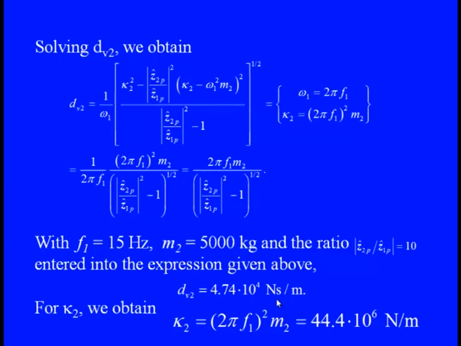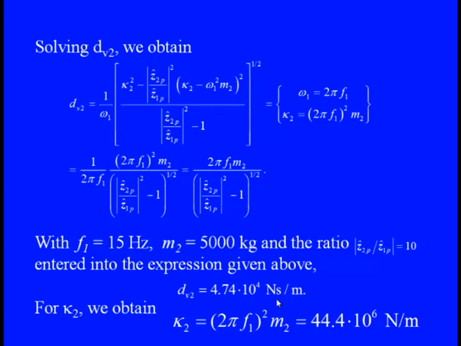So when we keep omega 1 equal to the lowest natural frequency 2 pi f1, and keep k2 as 2 pi f1 whole square into m2, then we conclude dv2 is equal to 2 pi f1 m2 divided by the square root of modulus of z2p by z1p square minus 1.